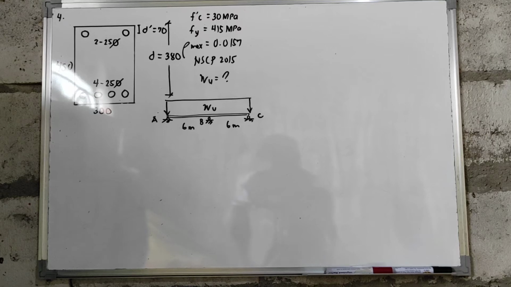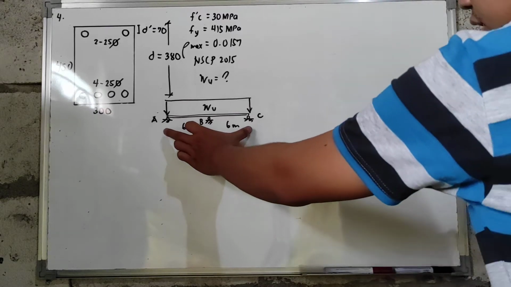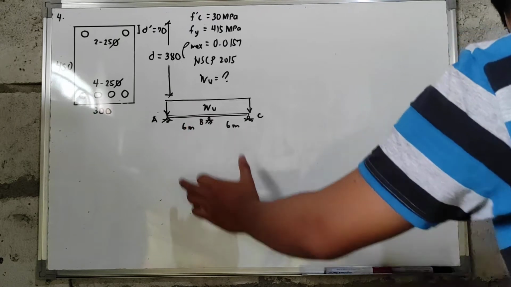Let us now solve problem number 4. A 12-meter long rectangular reinforced concrete beam is simply supported at its ends. The beam is provided with an additional support at the midspan. So, ito daw yung beam natin.